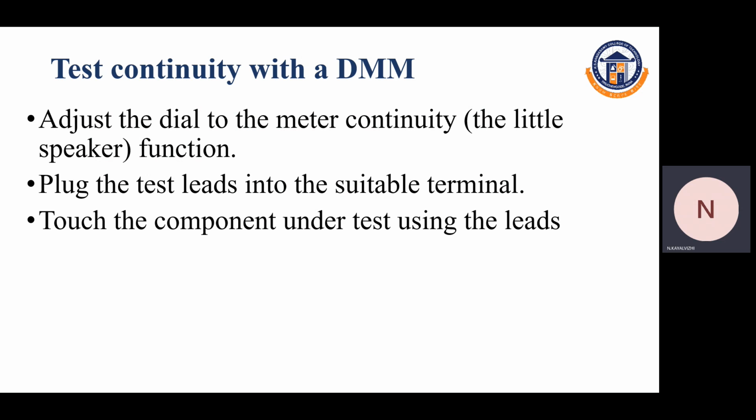And one more option is given in the digital multimeter. It is the continuity checker. This continuity checker is not used to measure; we can use it to test the conductor, whether the continuity is continuous. So adjust the dial to the continuity speaker function. Plug the test leads into the suitable terminals and touch the component under test using the leads. Once the continuity is there, we get a beep sound. Otherwise, if there is no continuity, we do not get any sound.